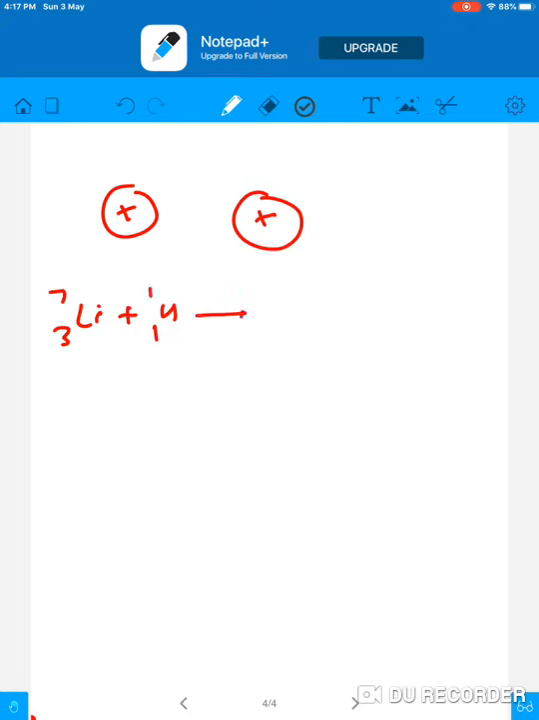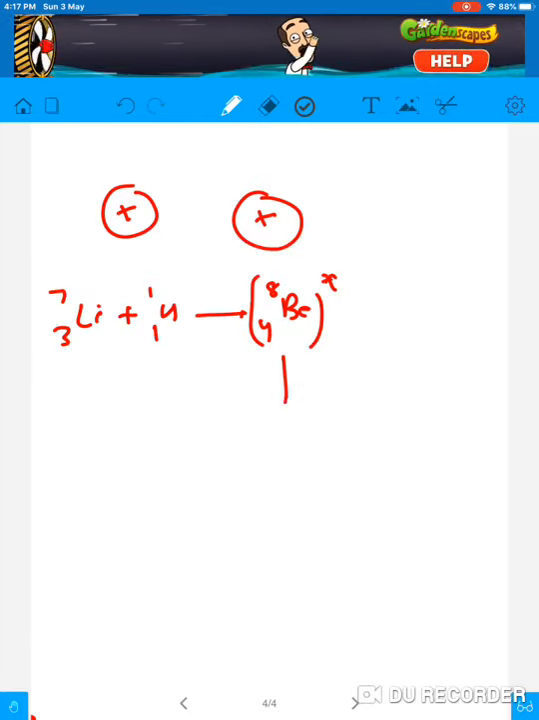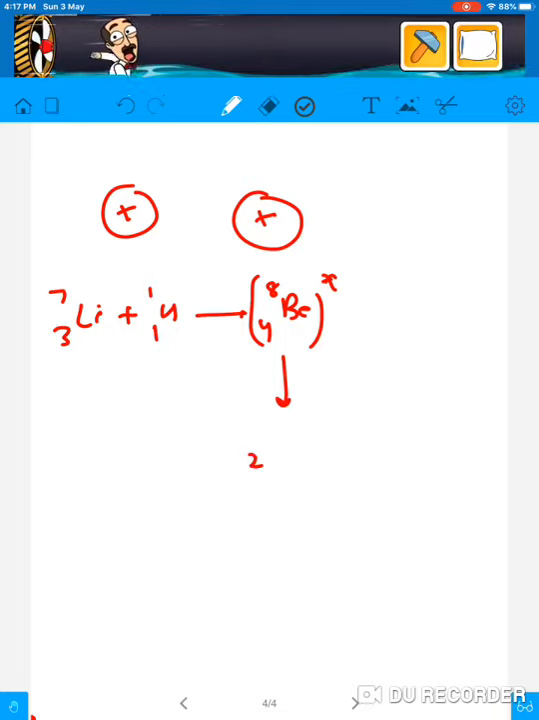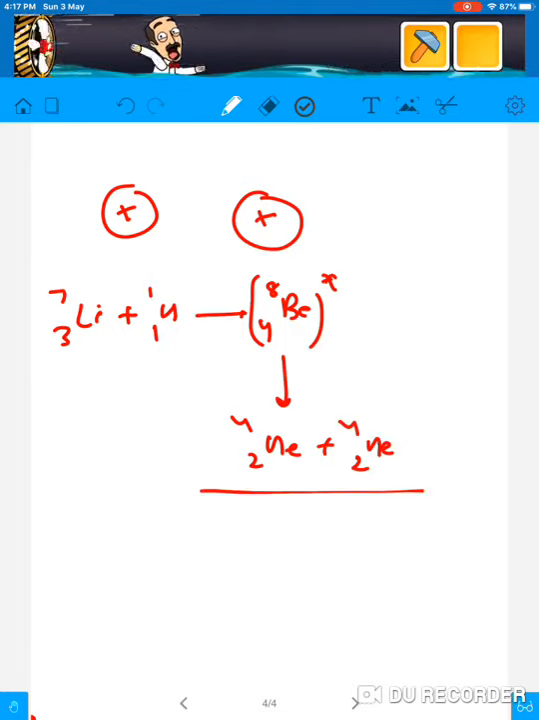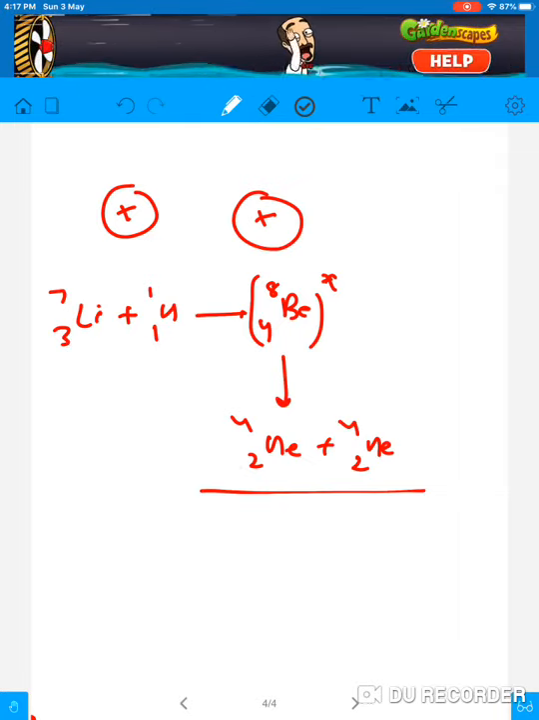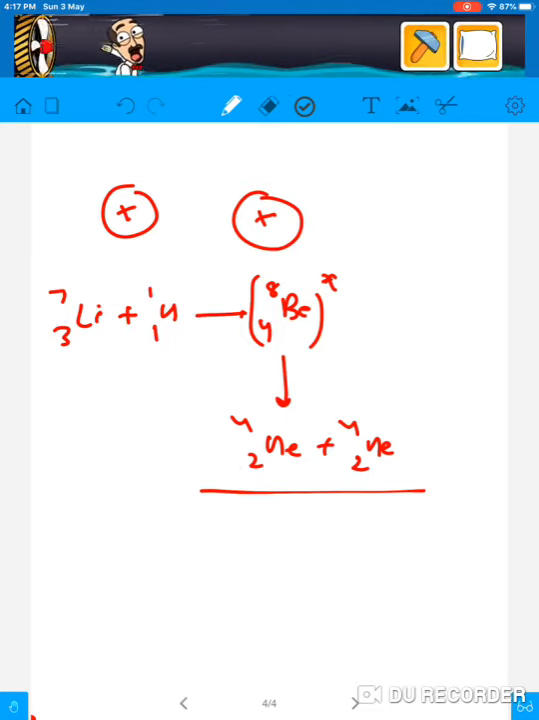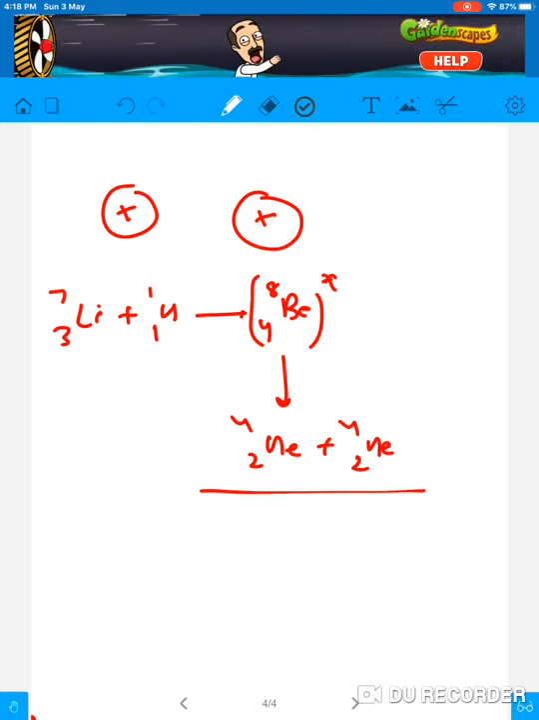Okay, what I'm getting is a particular state, like beryllium-8, left in an excited state, and then it breaks into two different alpha particles. Now, this is the transmutation process. You're going to make something different, and you are getting different results.